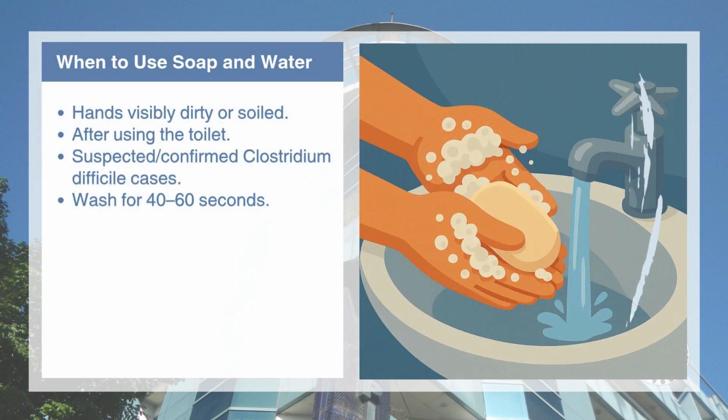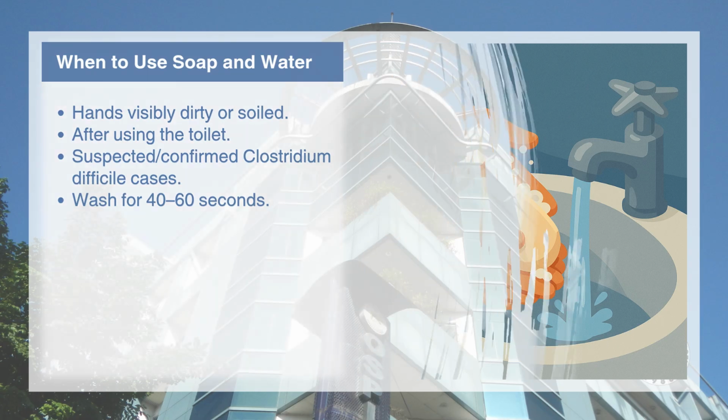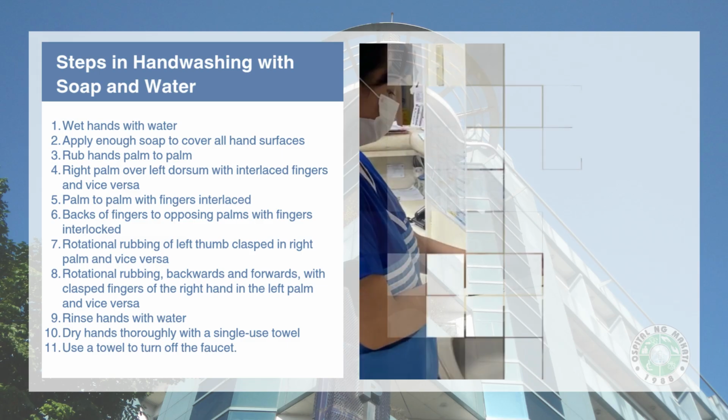Soap and water are necessary when hands are visibly dirty, after using the toilet, or when dealing with pathogens like Clostridium difficile. Alcohol-based hand rubs are not effective against certain spores. Remember to scrub your hands for at least 40 to 60 seconds during hand washing to achieve maximum removal of microorganisms. Remove jewelry and wet hands with water.